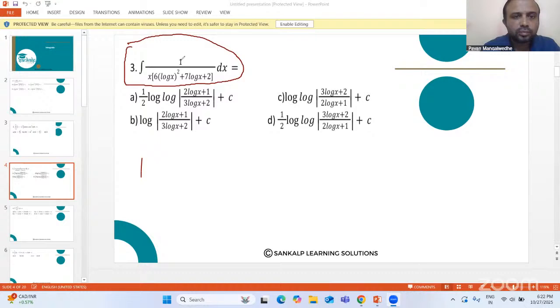Integration of 1 upon x into 6 (log x) the whole square plus 7 log x plus 2 dx. What is the answer of this out of the 4 given options? So I'll just give the hint. With the help of the substitution method, you can start.